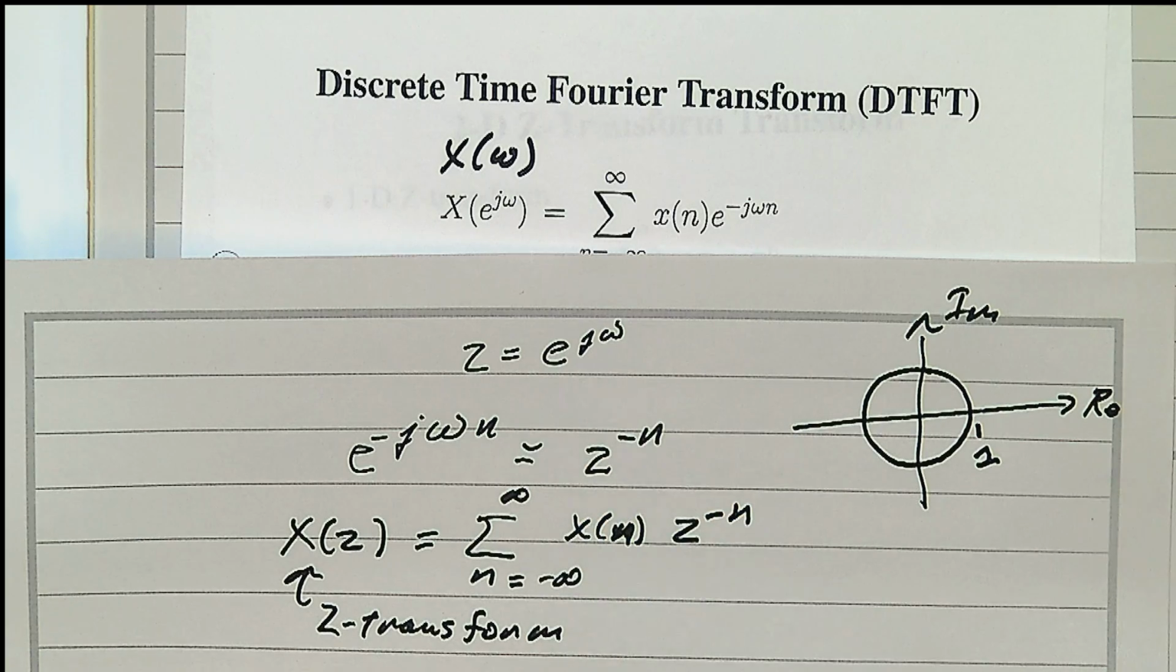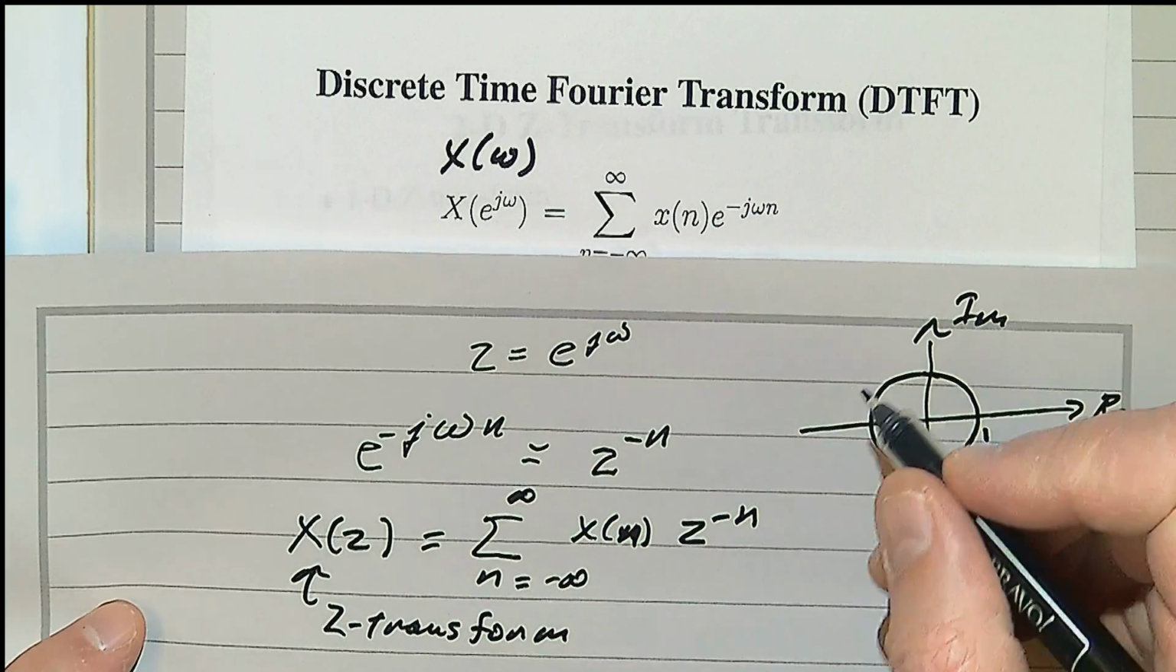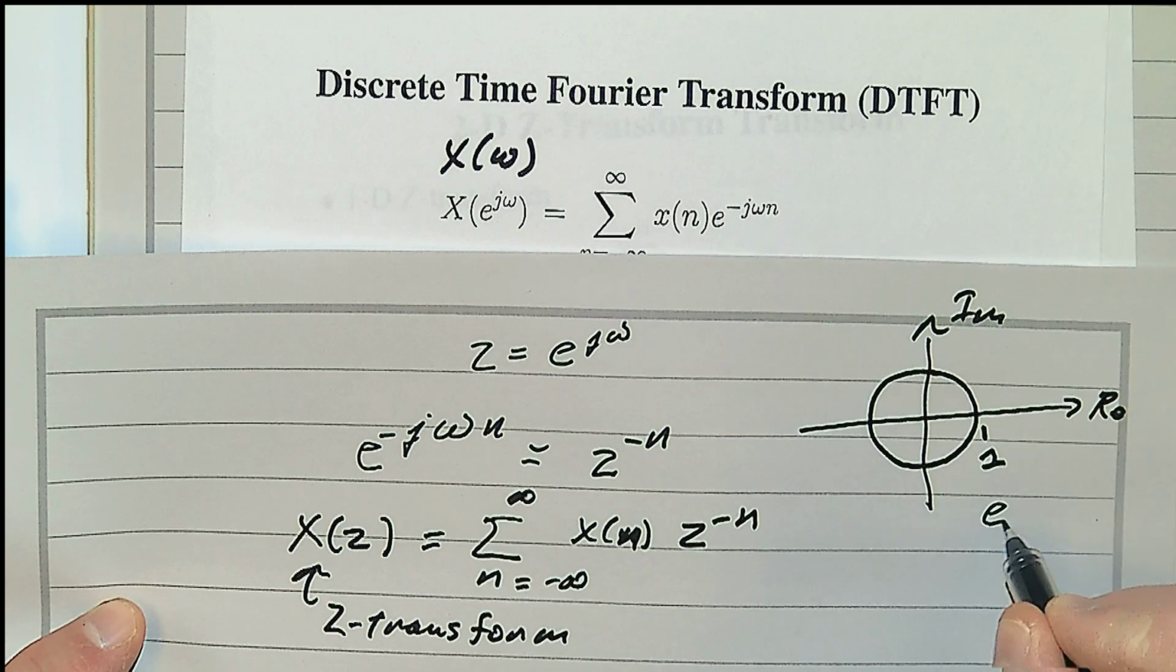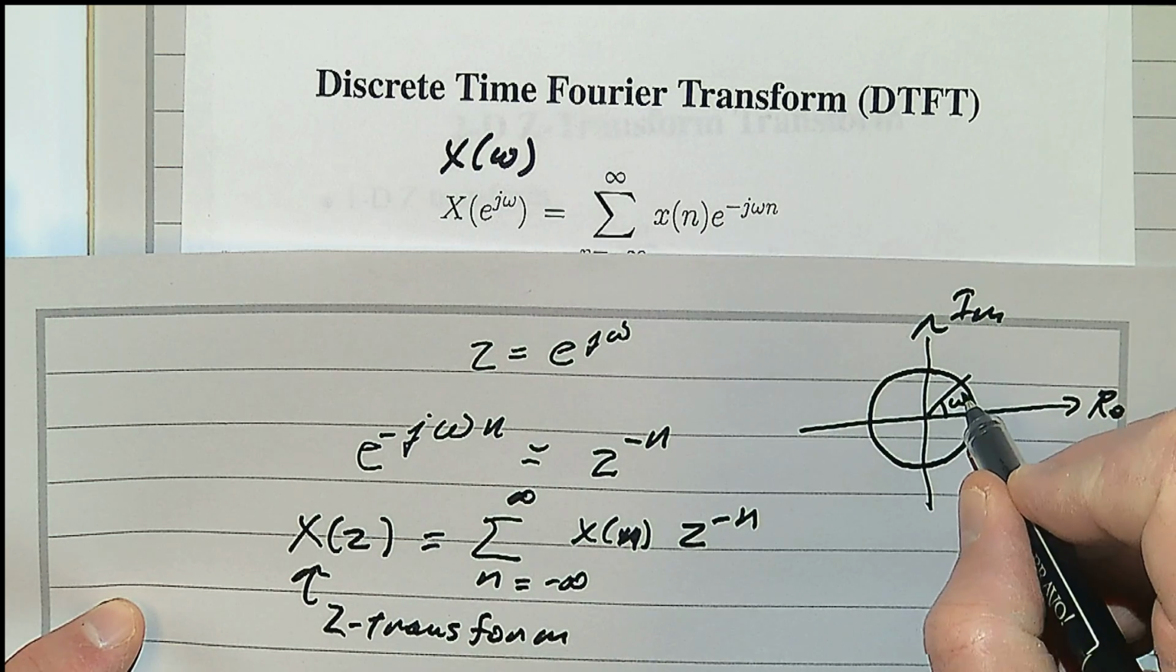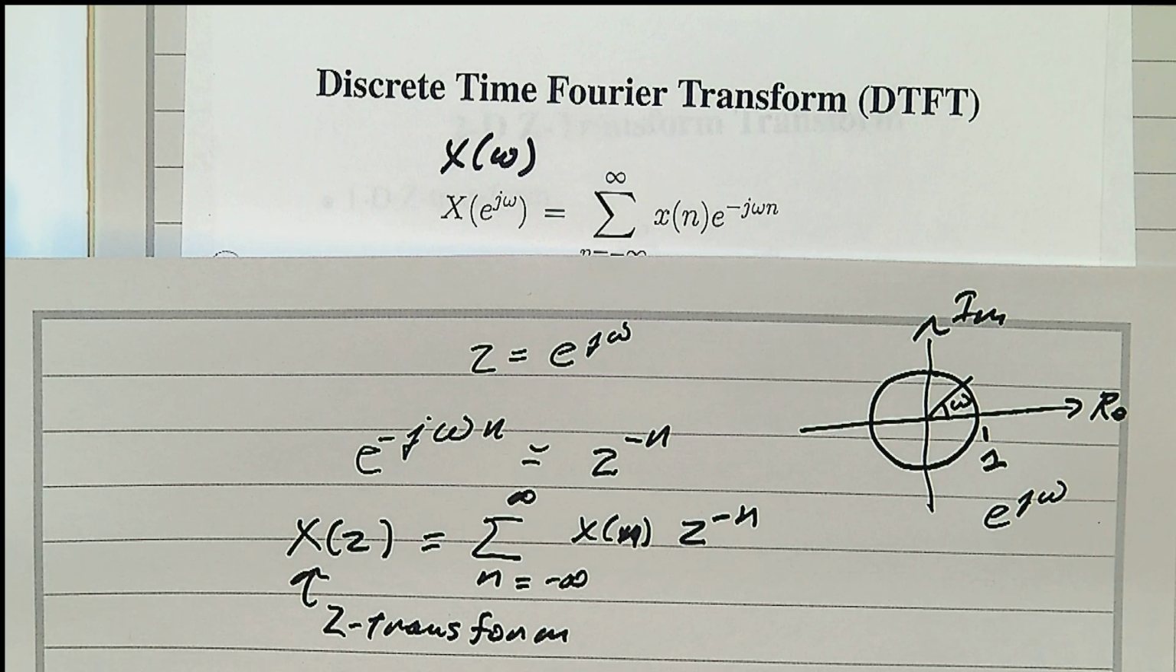Because e to the j omega is the unit circle, right? The unit circle is e to the j omega. Everybody knows that, and this is omega, the angle of the point.